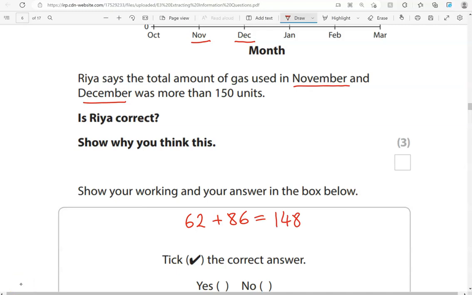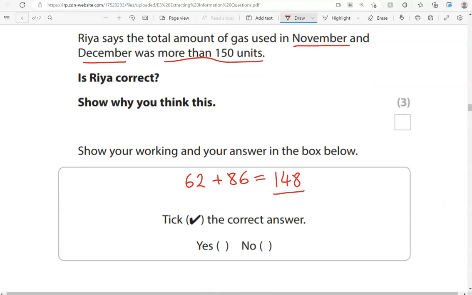Ria thinks that the total amount for November and December combined was more than 150 units. So is she correct? We're going to say no, because this is less than 150, not more.